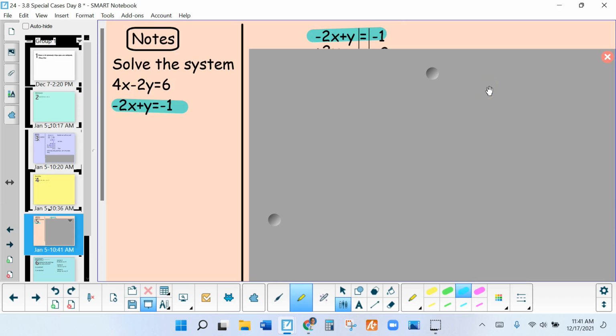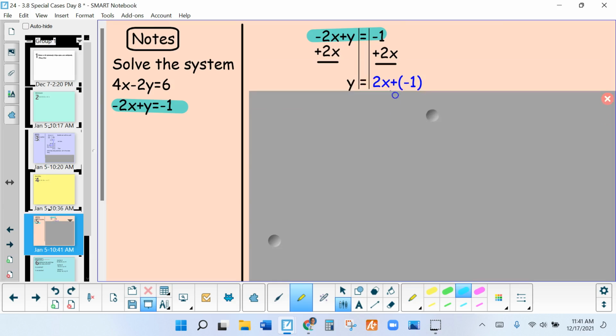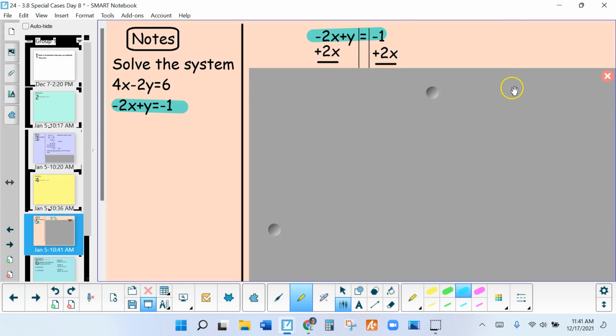What do I do to both sides? What's the name of the property I'm going to use right now? Someone say it out loud. Good man. Addition property of equality, because I'm adding to both sides. Okay. So I add 2x to both sides.